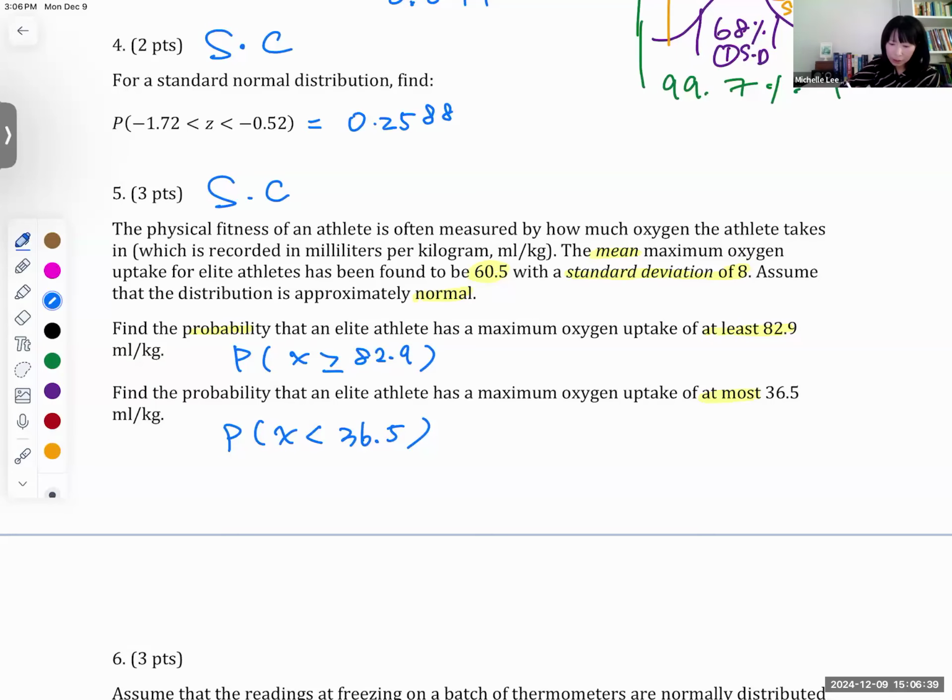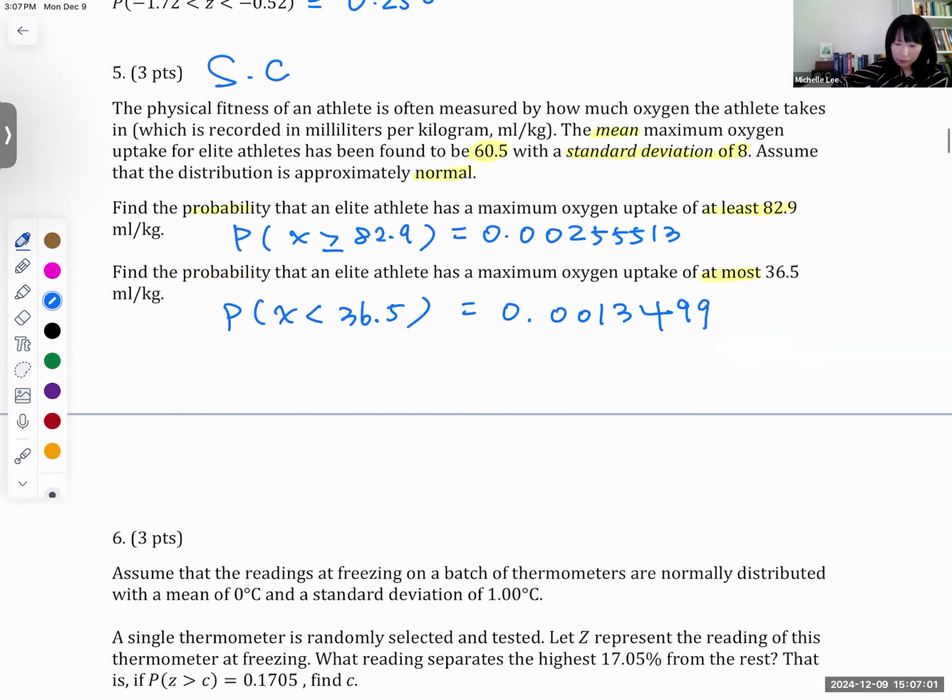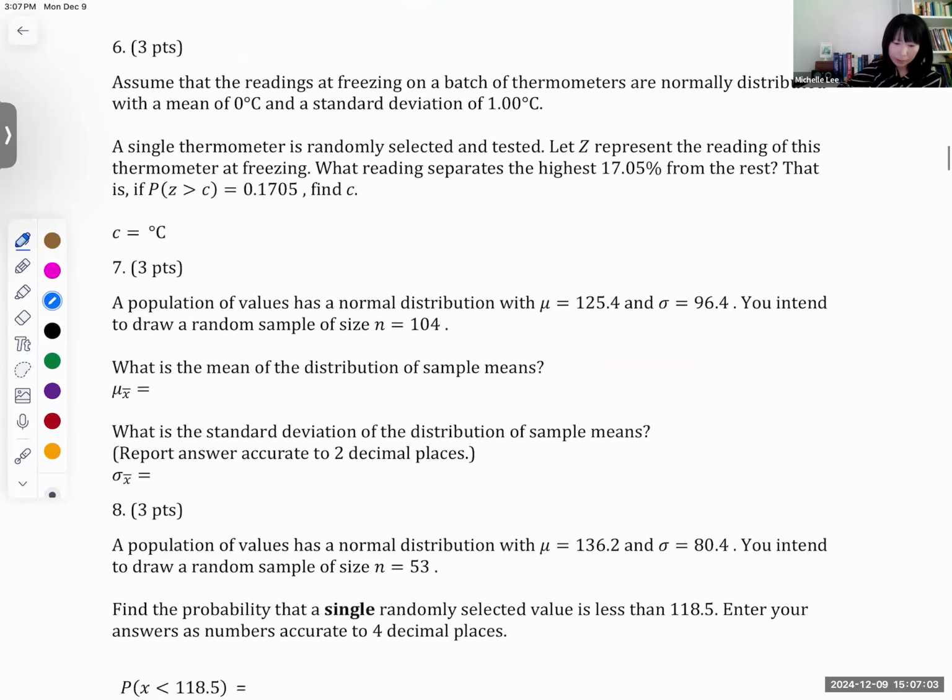Okay, so this answer is 0.00255513. We can just make a copy and paste, right? This is 0.0013499.